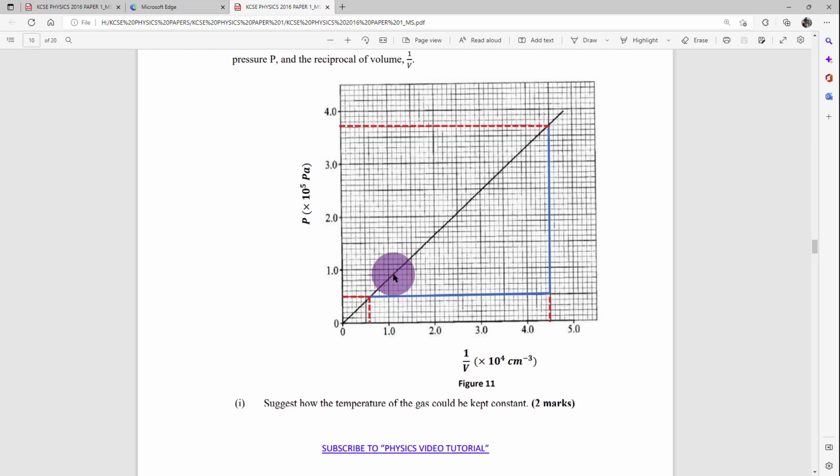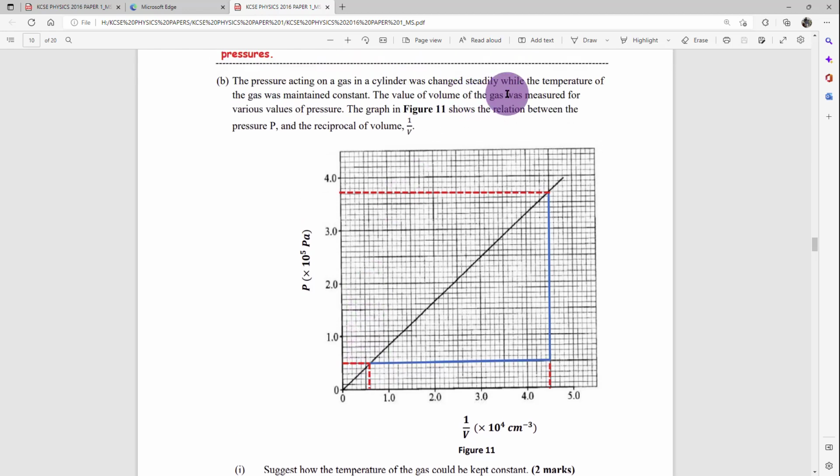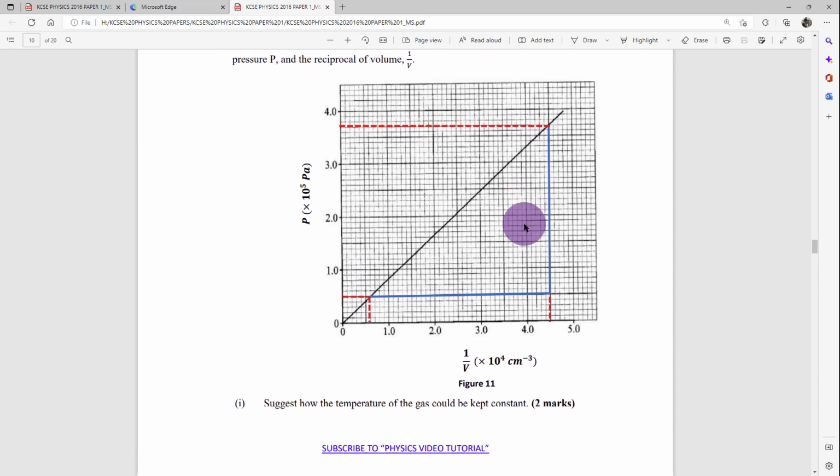One of the things you will realize is that if a gas is compressed, that is, you increase the pressure of the gas, you will find that it's probably going to heat up. It's going to become hot. But this experiment is supposed to be done at constant temperature. So, how do we keep this temperature constant? There are two methods we could use.